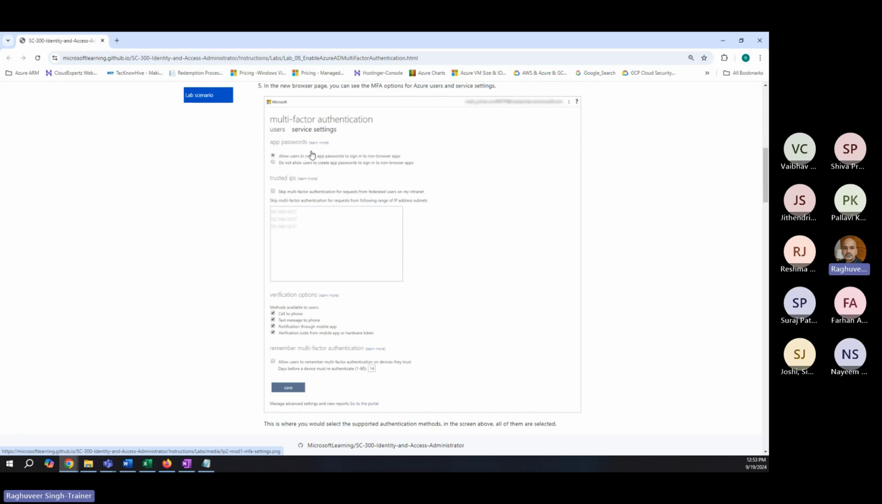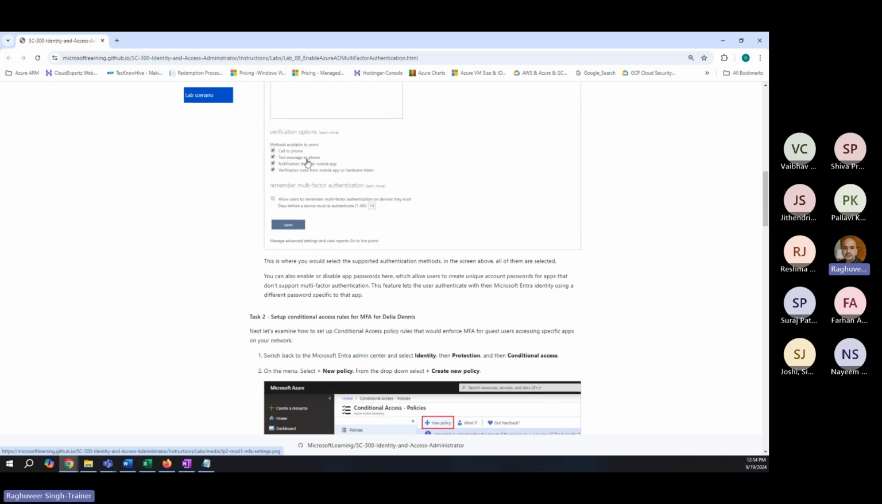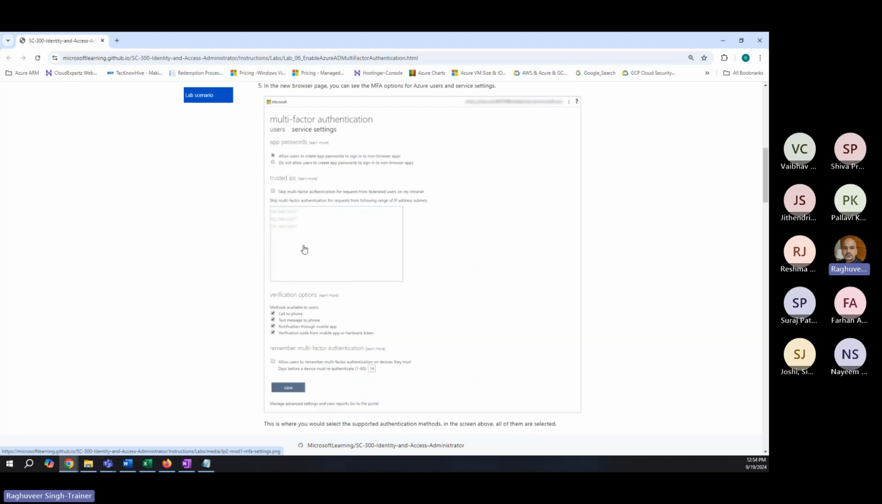For app passwords, you can allow users to create app passwords to sign in to non-browser apps. You can configure all these additional methods: call to phone, text message to phone, notification through mobile app, verification code from mobile app, or hardware token. Based on your requirements, you see all of those options. You can also configure trusted IPs. These trusted IPs will be skipped for multi-factor authentication.